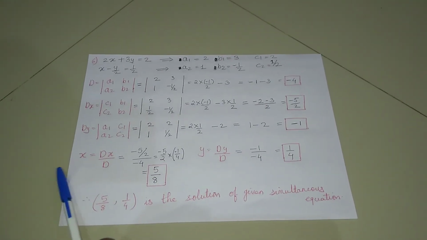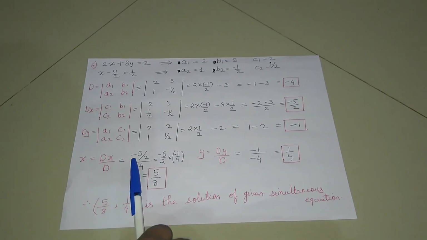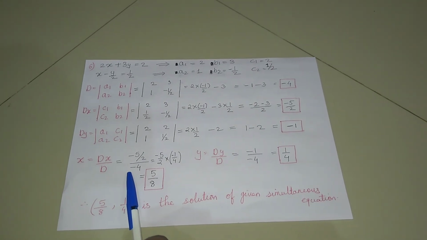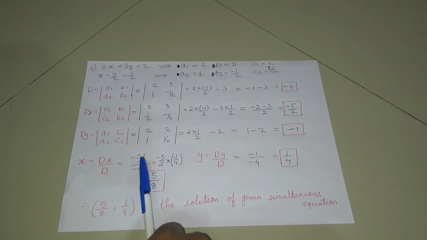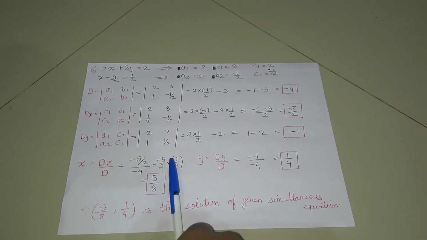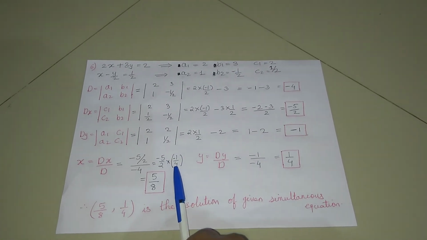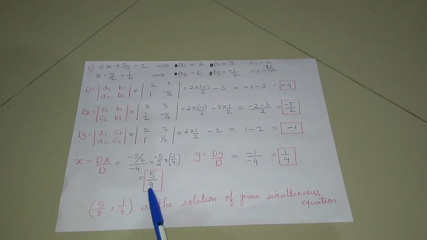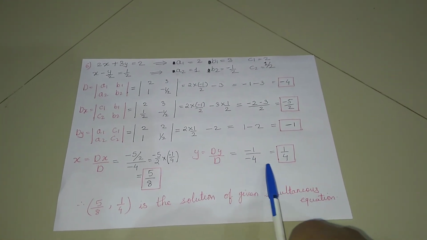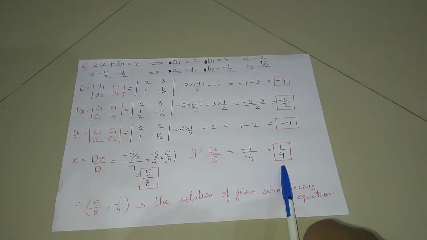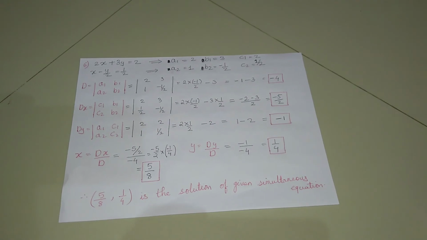Okay, so now how will you find the value of x? Substituting in the formula dx upon D, dx is minus 5 by 2 and D is minus 4. As you know, when there is a fraction in the denominator, it will reverse when we multiply, that is minus 5 by 2 into minus 1 upon 4. The answer is 5 by 8. y is dy by D, dy is minus 1 and D is minus 4, so the minus signs cancel, it's 1 upon 4. So 5 by 8 comma 1 by 4 is the solution of the given equations.